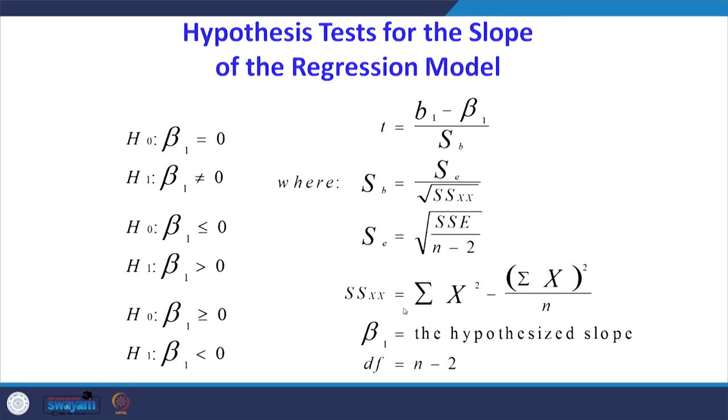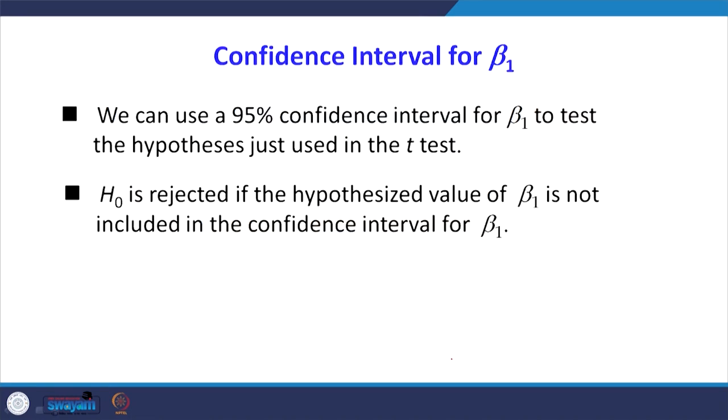Here also beta 1 equal to 0, not equal to 0 is a two tail test, this is the right tail test, this is the left tail test. This was the formula for finding T: B1 minus beta 1 divided by SB. To find SB, root of SE divided by root of SSX, where SE is the standard error, SSE divided by n minus 2, and SSX is sigma of x minus x bar whole square. Remember it is n minus 2 degrees of freedom.